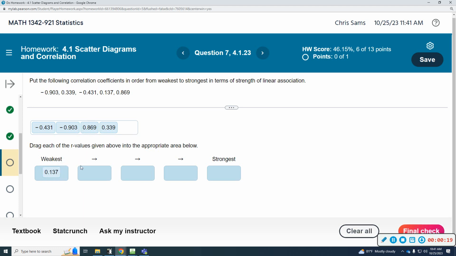When I think about absolute value, the next smallest would be this one. And then 0.4, then 0.8. And then negative 0.9 would be the strongest correlation between those values.